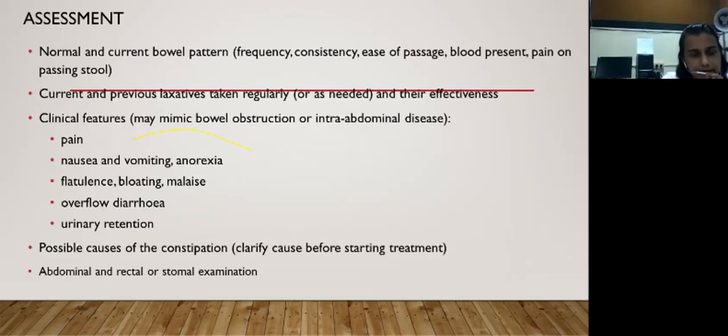How do you assess a patient? Always ask the normal bowel pattern, because some people might not be having daily stools, so that might not be their normal pattern. So always assess the normal and the current bowel pattern of the patient. Ask the frequency, the consistency, ease of passage, is blood present, is there pain in passing stool or not. Ask about the current laxatives and any laxatives previously taken. Look for clinical features, so pain, nausea, vomiting, and drugs.